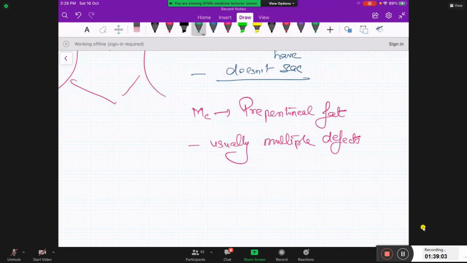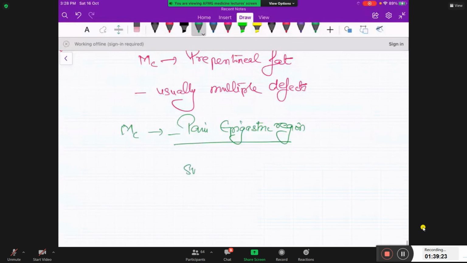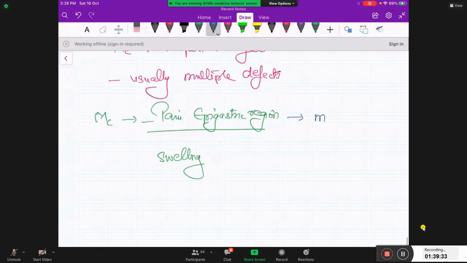And another very important point in this is, what is the most common presentation of any hernia? Swelling. Most common presentation of epigastric hernia is pain in the epigastric region, followed by swelling. And another very interesting point about this pain of epigastric hernia, it mimics peptic ulcer disease.